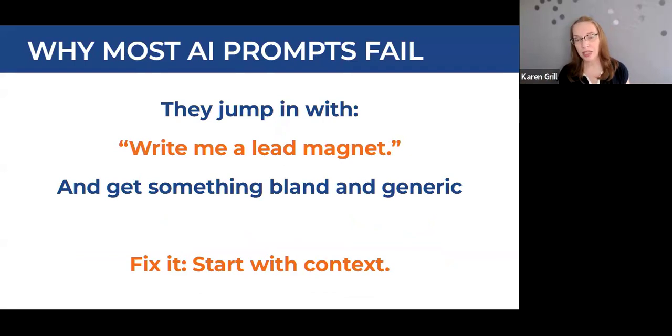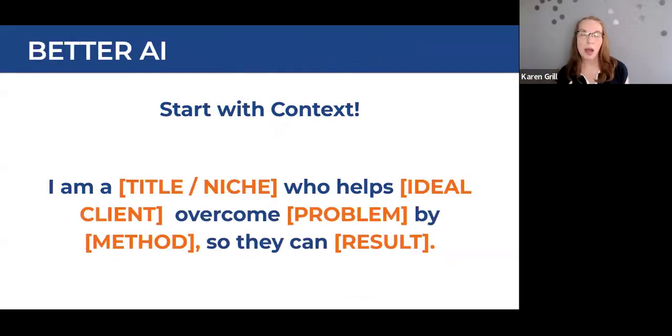The best way to fix this is really to start with context. We have to give a lot of information. This is a short prompt, but it at least gives you a little closer to some context for AI to give you a better result. Like, I am a business coach or email strategist who helps a certain group, an audience, overcome this problem. And then maybe you have a certain methodology or blueprint that's proprietary to you, so they can get a certain result. You have to give the AI this context before you even ask the question that you want to ask.